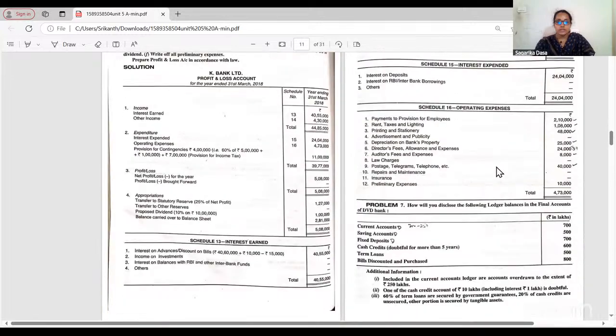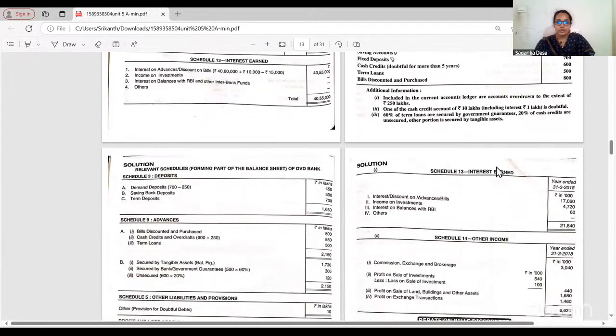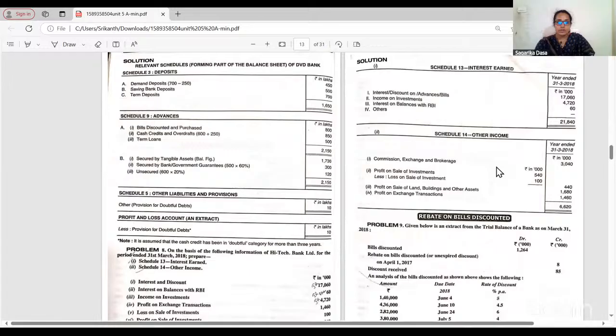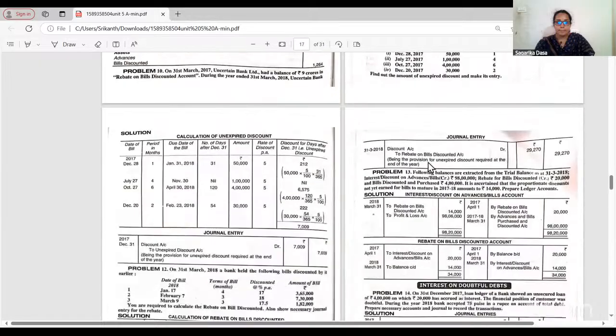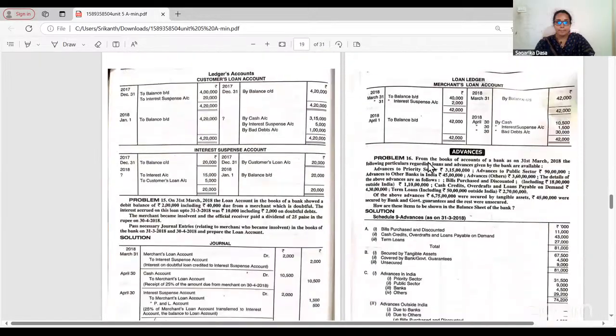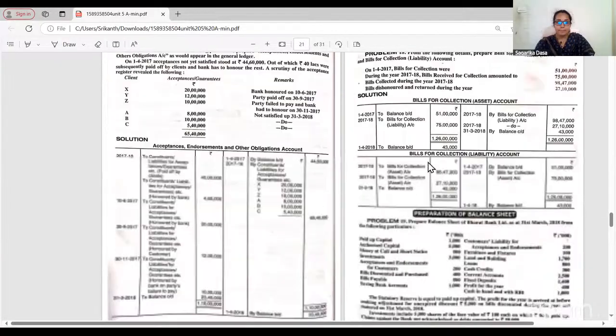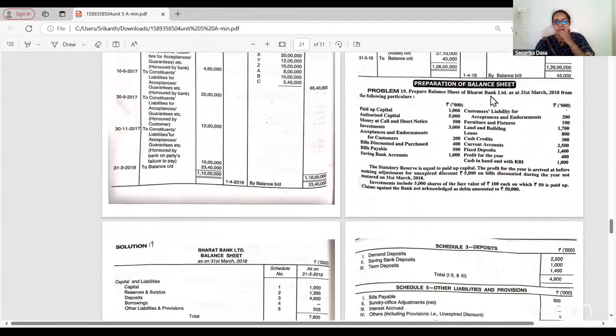Now next we will see the preparation of balance sheet. Prepare the balance sheet of Bharat Bank Limited as at 31st March 2018 from the following particulars. Paid up capital is given. Remember, in the balance sheet we will get schedules from 1 to 12.